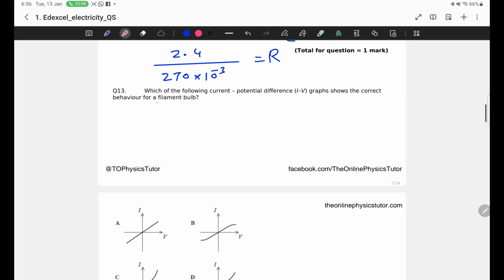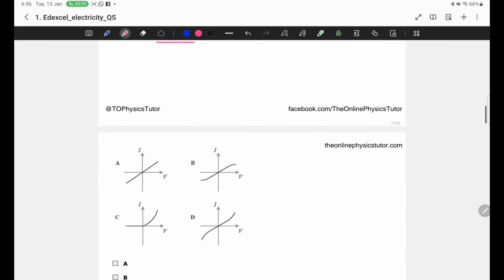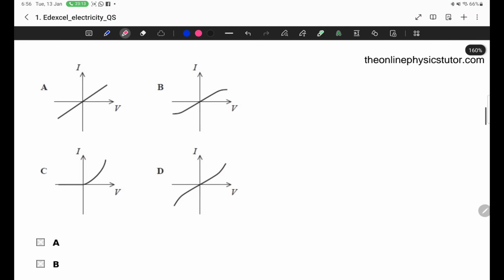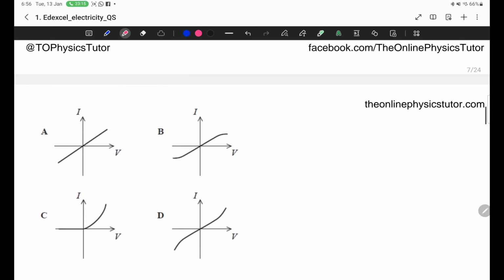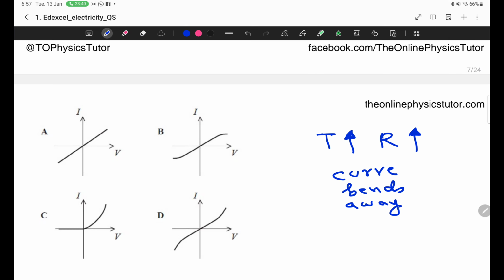Abdullah, this is a filament lamp and a very simple question. What is the graph of filament lamp? A, B, C, D. Which graph is for filament lamp? And remember, a filament lamp becomes hot, its temperature increases, its resistance increases, and whenever resistance increases, then the curve bends away from the current axis.